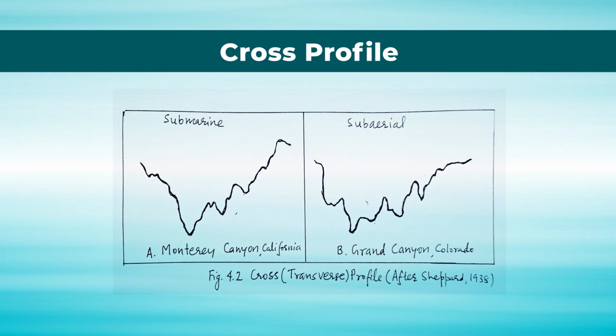between Grand Canyon, which is present on continental part and is a subaerial feature, and whereas the first part of the diagram, that is A section, represents Monterey Canyon, which is present off the coast of California, USA.